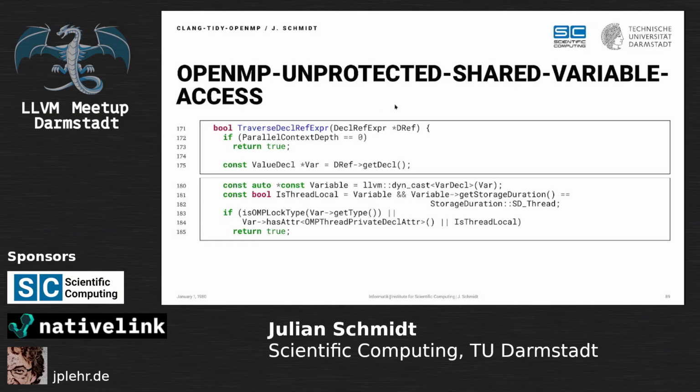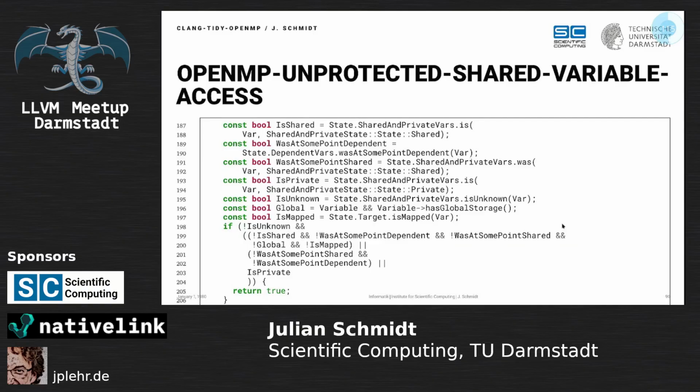Here you can see the parallel context depth. If it's 0, we return because we're not interested in analyzing anything outside of parallel regions. And now we need to start thinking about what we actually need to look at. If it's a thread local variable, it doesn't really matter because it cannot be shared. Lock types, I've decided to ignore. Maybe there are some things I need to actually check for these variables. But if it's OpenMP threadprivate or if it's thread local, we ignore those.